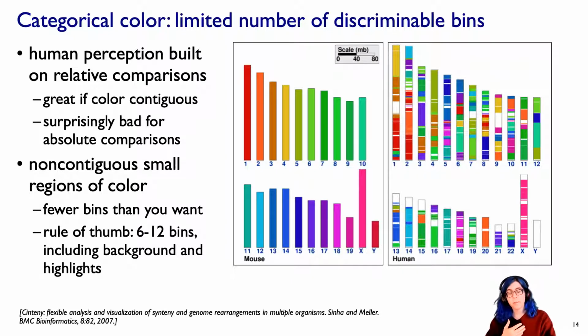So the rule of thumb is only between 6 and 12 bins can you really count on remembering, that you need a color for the background, maybe you need a default color for something, you might need a highlight color. So in general, it's a lot fewer bins than people actually would like to use. So what can you do?